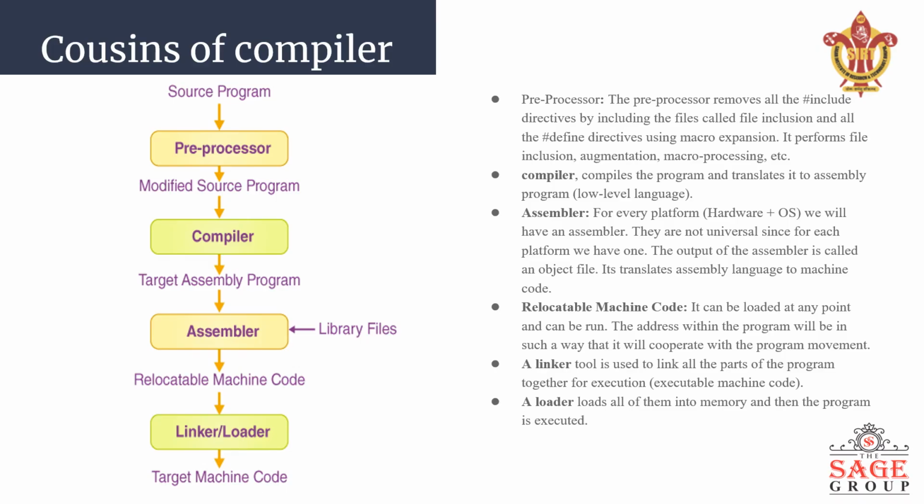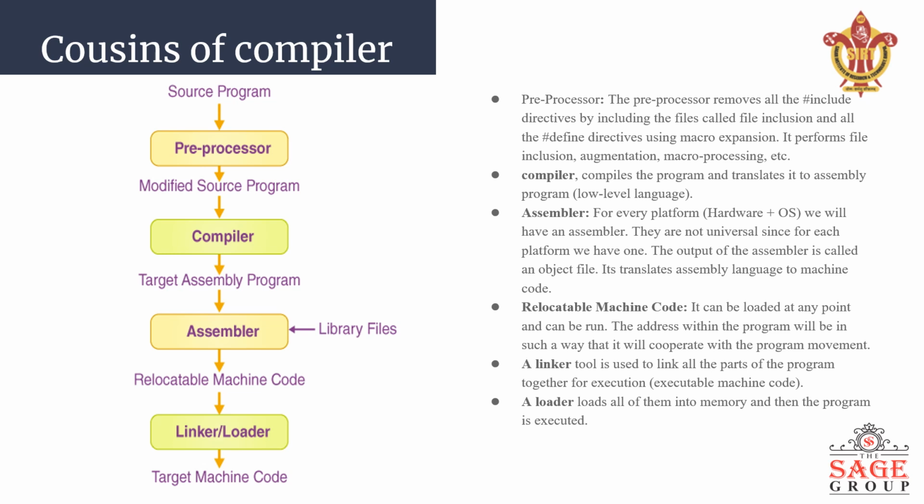Now, the cousins of the compiler are the different programs which also assist the compiler in translating the high level language into the target language, the machine or low level language. As we know, when we write a program, we also include preprocessor directives and macro expansion like hash define. At the start of the program we define all the directives, including header files and hash define.